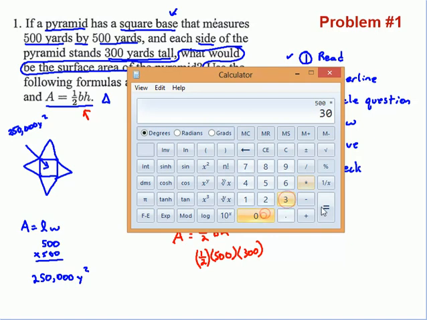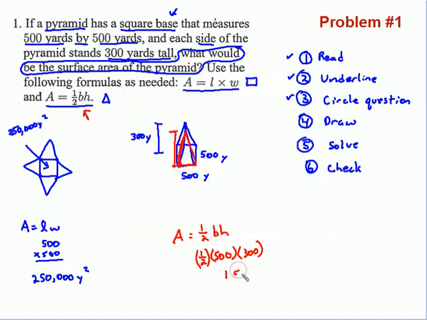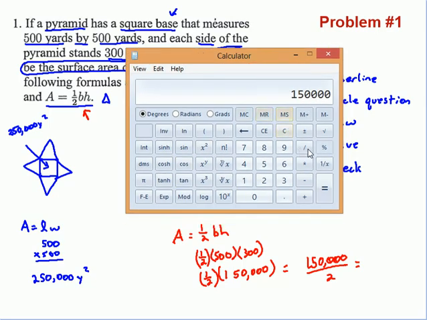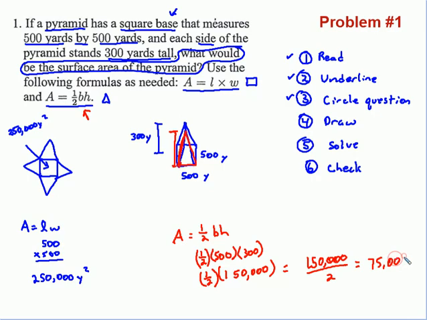500 times 300 is equal to 150,000. And I'm going to multiply that by 1/2. And remember, again, that is the same as dividing 150,000 by 2. So what is that? Come on, calculator. You can figure this out in your head too, by the way. 150,000 is what we had. We're going to divide that by 2. And that is going to be 75,000. 75,000 what? Well, it's going to be yards squared.